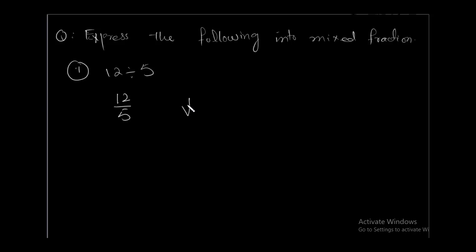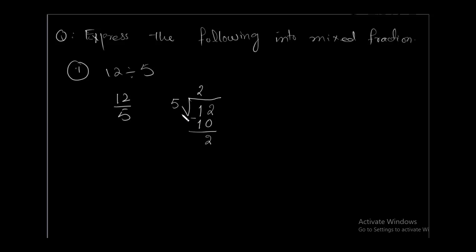Let me write the divide sign, the symbolic form of division, and the numerator should be written inside and the denominator should be written right outside of this. So I should go through the table of 5 and get nearer to the numerator. 5 twos are 10 and 5 threes are 15. So we cross 12, so I should take 10. When I subtract this, we get 2.